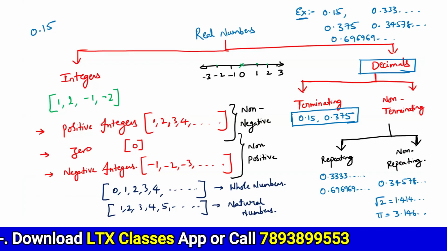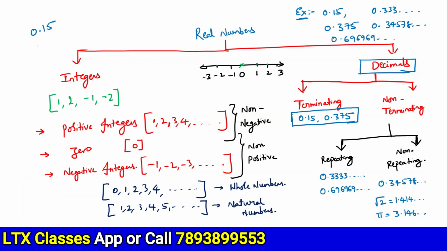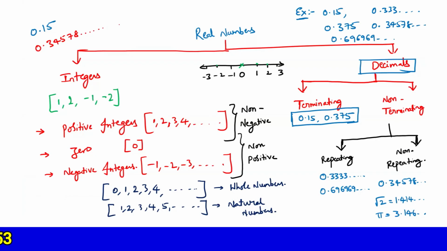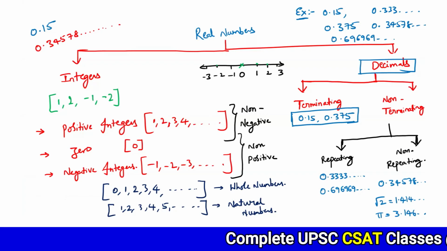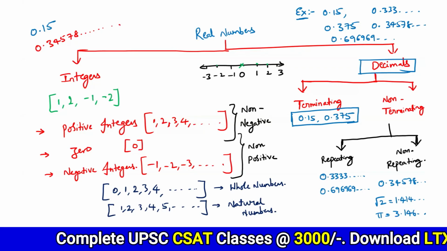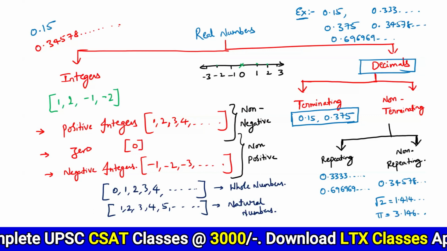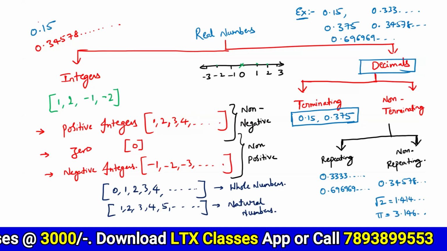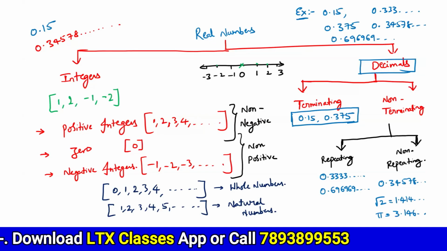But coming to non-terminating, non-repeating, I wrote the example as 0.3457 and so on. Again, the numbers will keep going even after the 8. These types of things will be called non-terminating, non-repeating decimals. Understood? This is regarding the example. I will tell you the further classification regarding all these things.